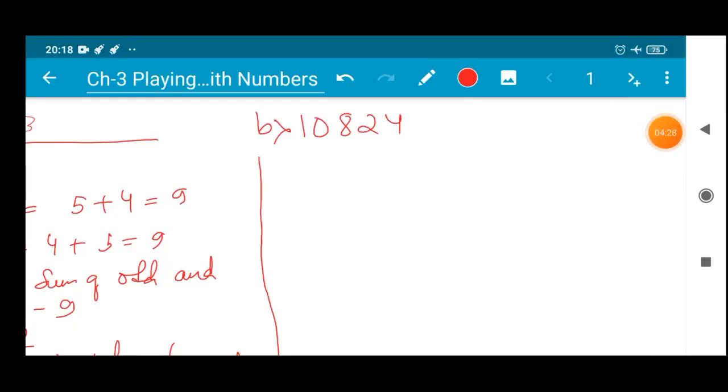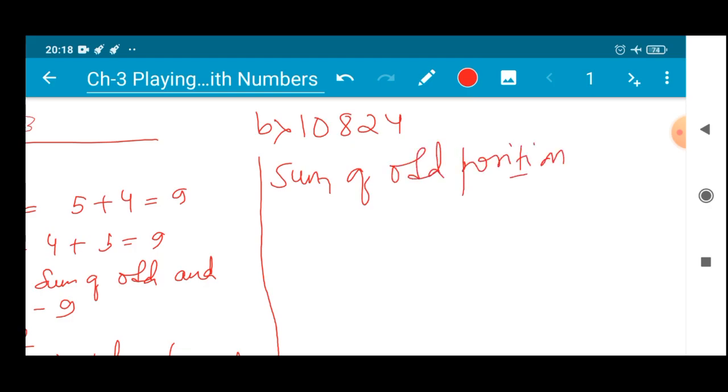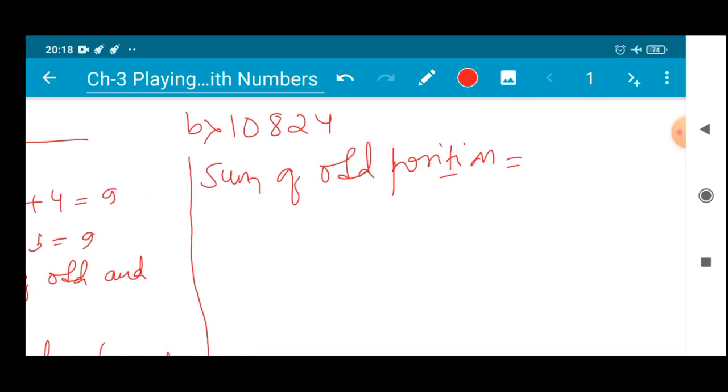Here I am with part B, 10824. You all know we have to add the numbers which are in odd places. The first odd number is 0, then comes even, odd, even, odd. This is the trick: after the odd position, the even position comes, then after the even position, the odd position comes.